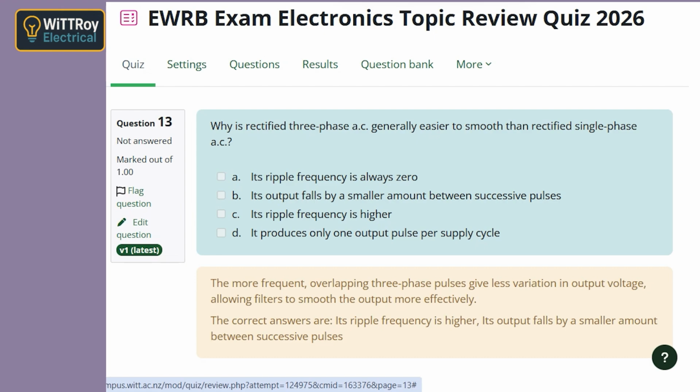That's right. Its pulses are closer together than those of a single-phase rectifier, so the output has less time to fall between peaks. At 50 Hz, the ripple is 300 Hz. Higher ripple frequency and smaller gaps make filtering easier. That means the correct answer is, its ripple frequency is higher, and its output falls by a smaller amount between successive pulses. That's the one. The more frequent overlapping three-phase pulses give less variation in output voltage, allowing filters to smooth the output more effectively. All right, I could now explain why the selected option is right, not only recognize it.